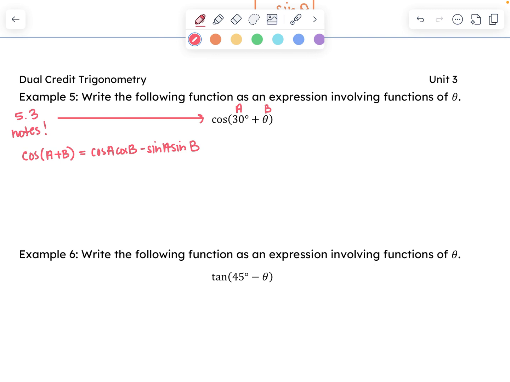All right, let's plug it in. I'm going to have the cosine of 30 degrees times the cosine of theta minus the sine of 30 degrees times the sine of theta. Looking at my unit circle, the cosine of 30 degrees is the square root of 3 over 2 times the cosine of theta minus the sine of 30 degrees is the 1/2 times the sine of theta.